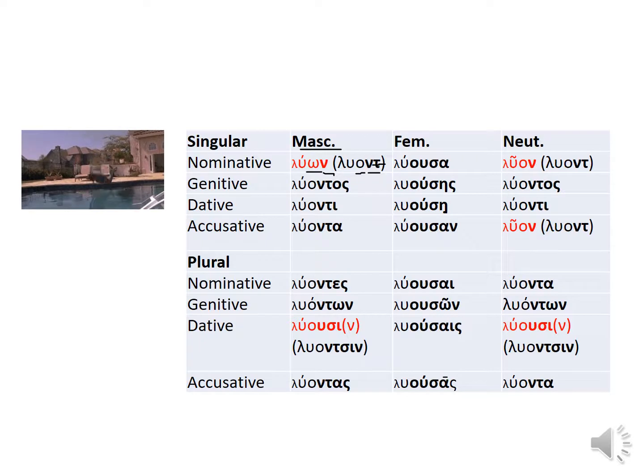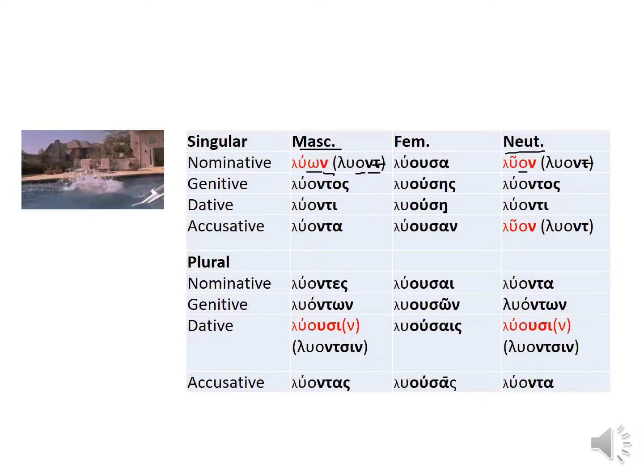Now, what happens in the neuter? The same thing. You lose your τ at the end of the word because no ending is used. But now, why doesn't the omicron go to the gym? Well, it doesn't need to feel masculine, does it? Because it's not. It's neuter. So it just remains λῦον with an omicron there.